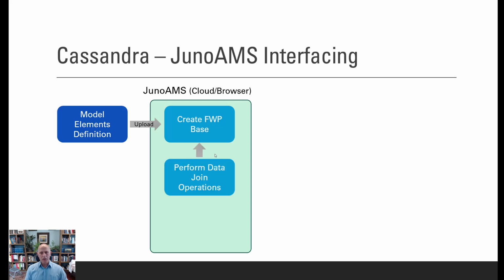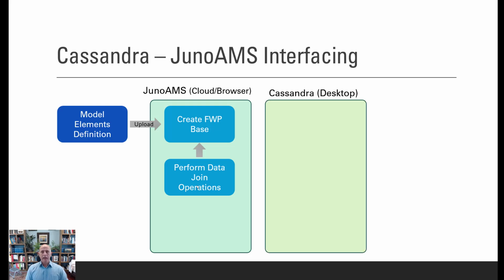And you can then use the data that you have in your asset management system in JunoAMS to basically join information that is needed by your model and your ForwardWorks program inspection teams. And you can join that data into your ForwardWorks program with JunoViewer's data join tools and features. Then we have Cassandra Desktop.